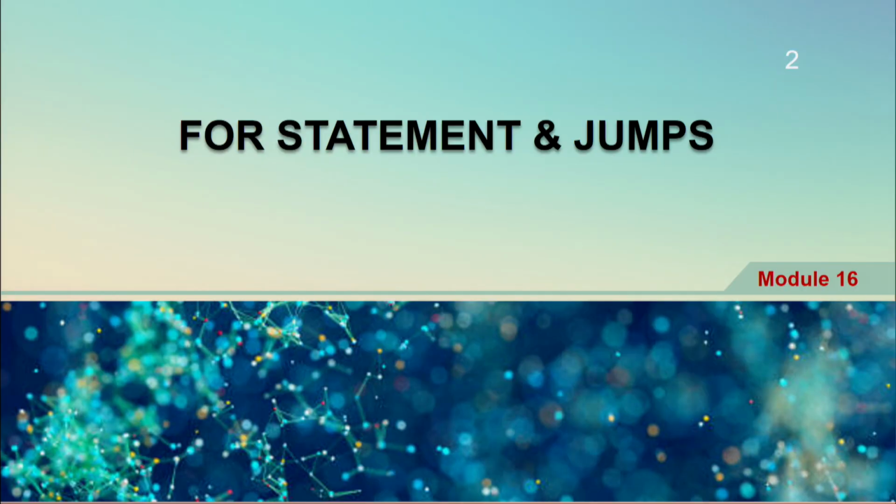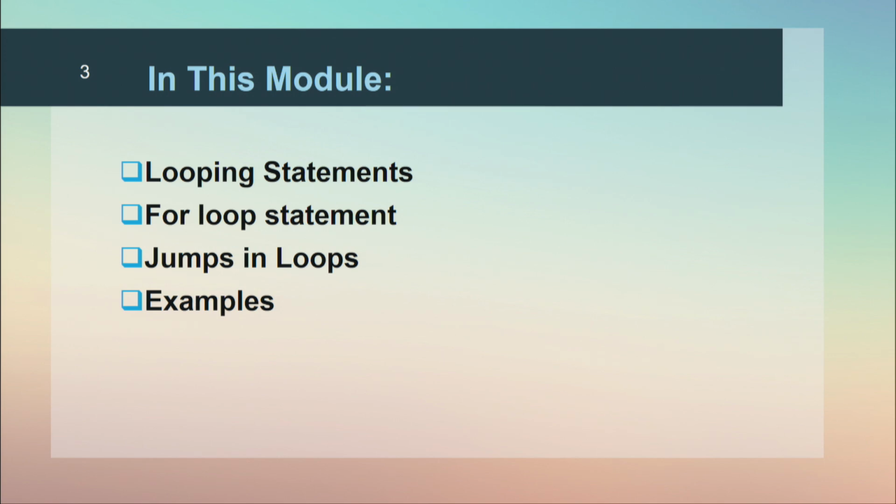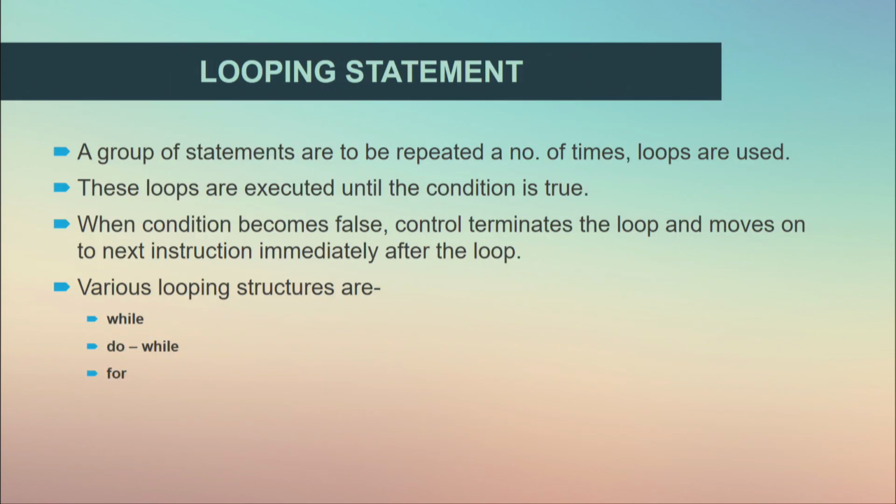In this module, we will be learning the for statement, which is a for loop meant for entry control loop, and we will be learning about the jumping statements that are used to change the control of the for loop. So, we will be covering the looping statements, especially the for loop, jumping statements and the examples relevant to the looping and jumping statements execution.